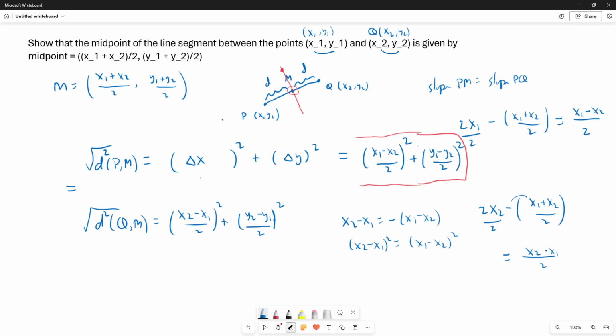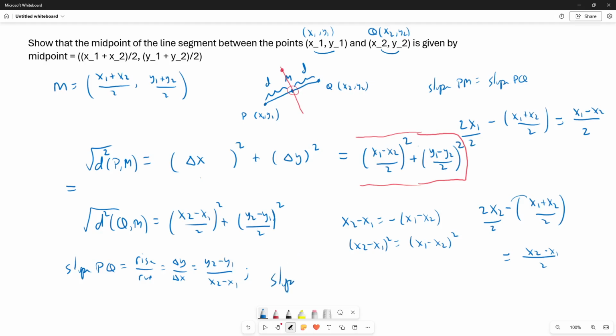Now, to finish off the proof that this is the midpoint, we just have to show that M is on the line segment from P to Q. So the slope of the line segment PQ is rise over run. It's delta y over delta x between these 2 points. Delta y is y2 minus y1. Delta x is x2 minus x1. And now we just have to verify that the slope of PM is the same thing.